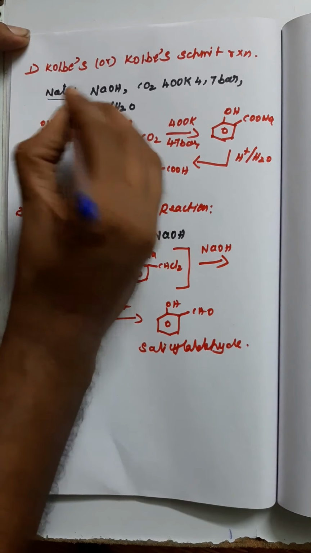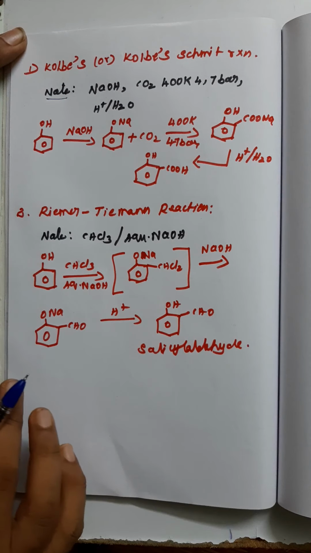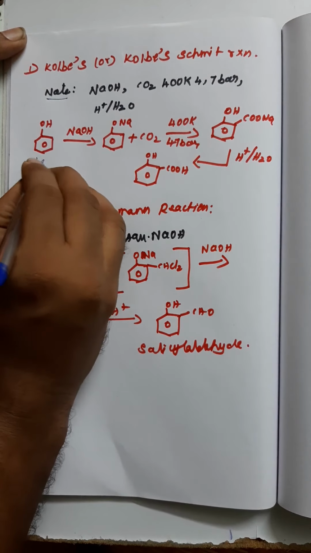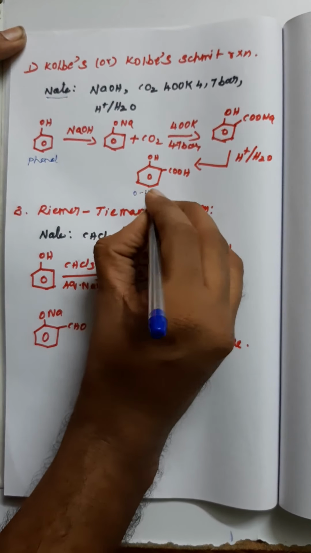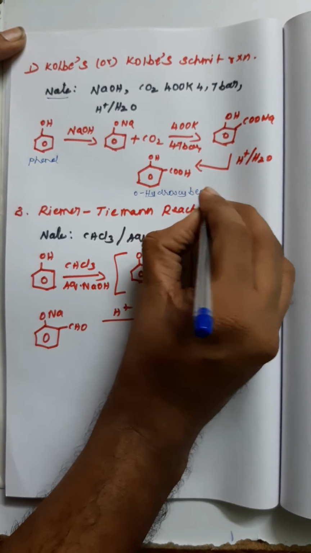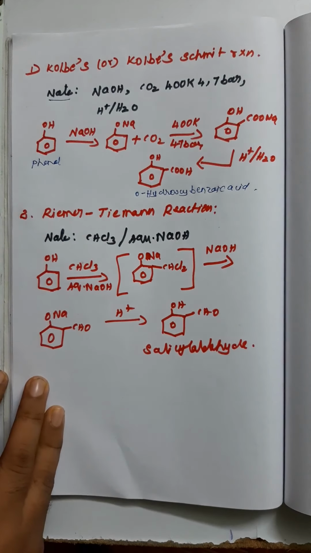The note is about what catalysts are required for this reaction. The main agenda of this reaction is that we are going to convert phenol to orthohydroxy benzoic acid. Otherwise, we can call it salicylic acid.